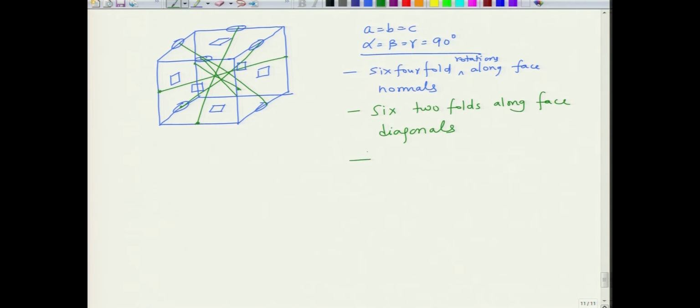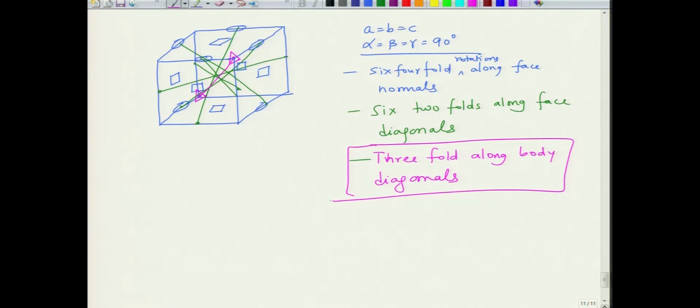And the third thing that a cube must have, the defining symmetry of the cube, is the 3-fold rotation along body diagonals. So, in the 3D case, the rotational symmetry often becomes the defining symmetry of 3D shapes. So, for a cube, for example, it must have 3-fold along the body diagonals, 4 of them, okay.